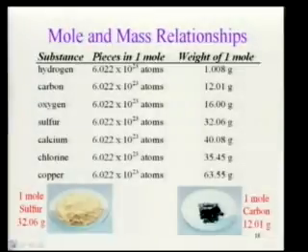Take hydrogen, for example. Notice that here are a bunch of different elements that are found on the periodic table. 1 mole of each of them is the same value. It's this many atoms. 1 mole of hydrogen is that many hydrogen atoms. 1 mole of sulfur is that many sulfur atoms. That doesn't change. It's the same.